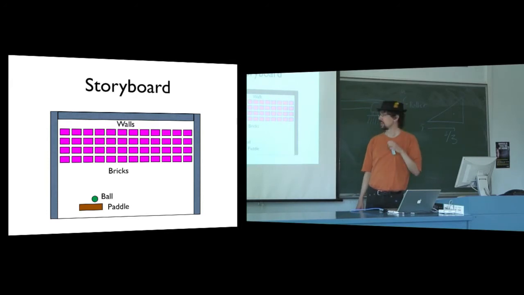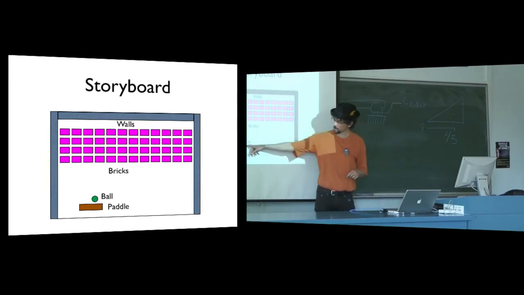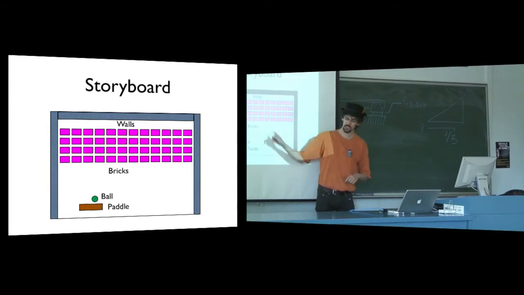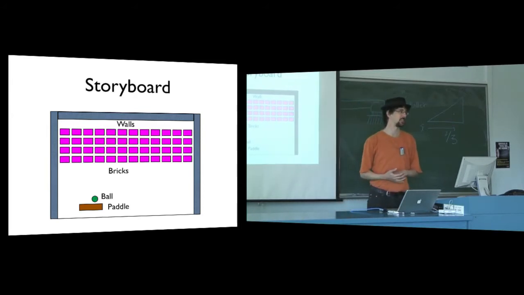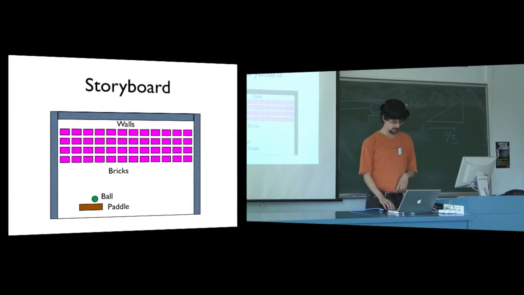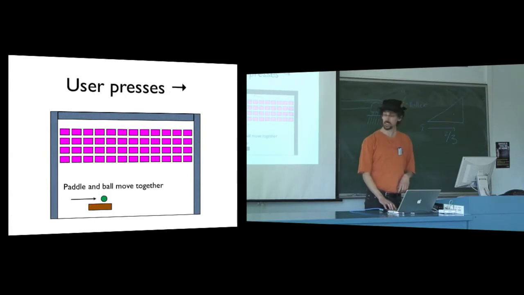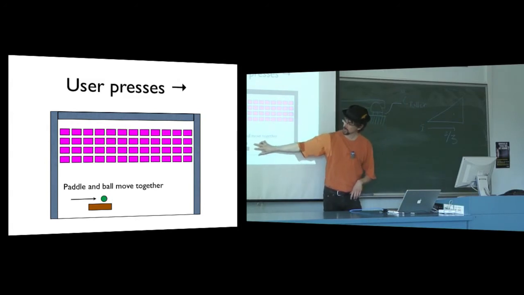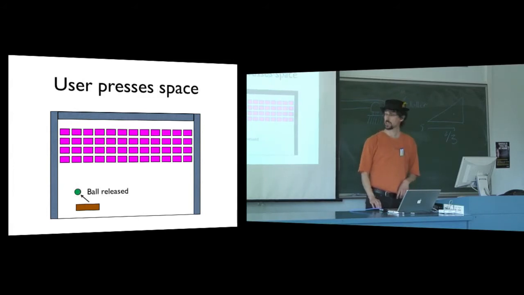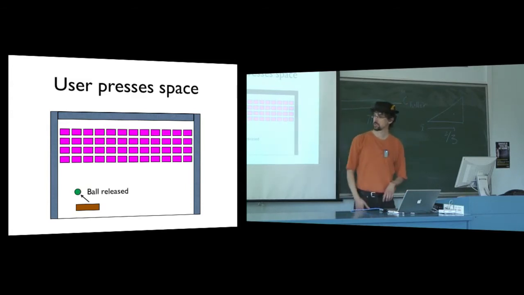Very simply, you controlled the paddle at the bottom of the screen. You could move left and right. There was a ball which would bounce off your paddle and off the walls, and then there were a bunch of bricks up here, and when you hit a brick, it disappeared, and your objective was to get rid of all of the bricks. So my storyboard shows the pieces and then all the important interactions. So when the user presses right, initially the paddle and the ball are connected together, so they'll move together. And again, if you move left, they'll move left. But when you press space, the ball is released and it starts moving on its own accord.